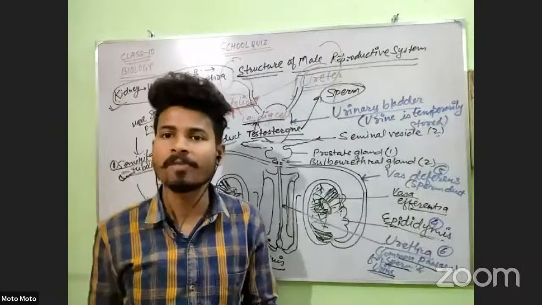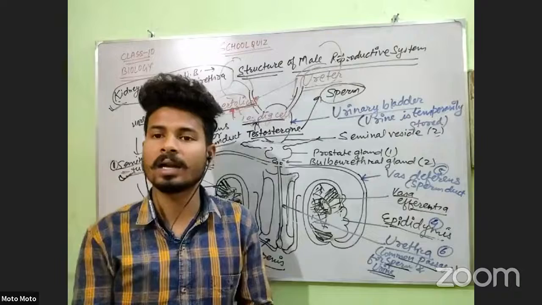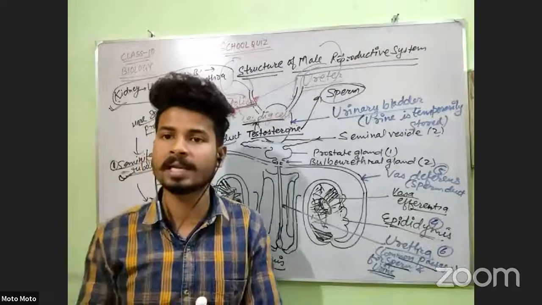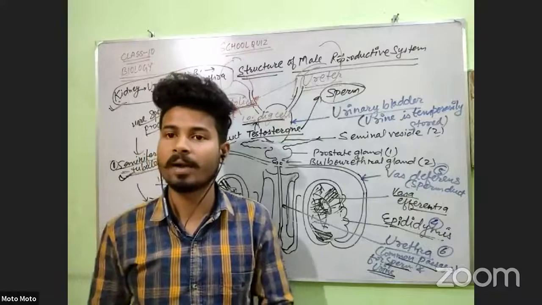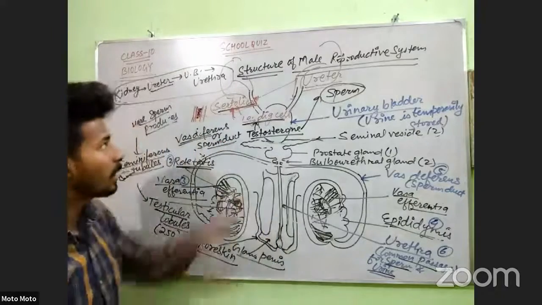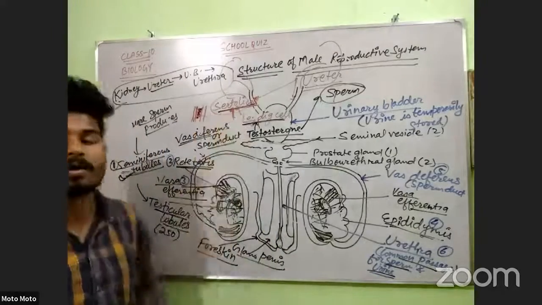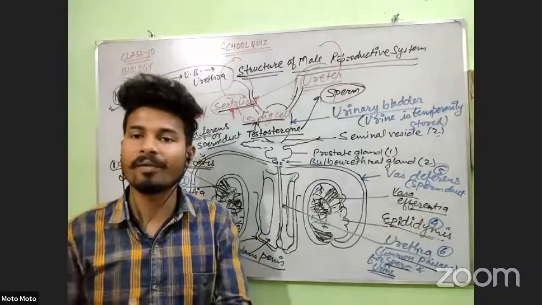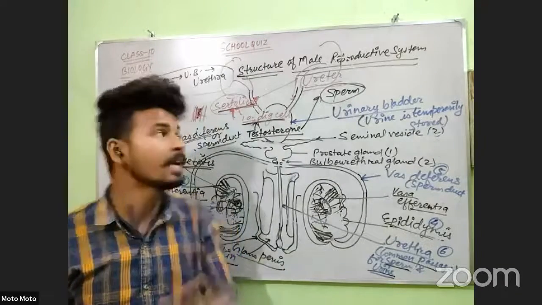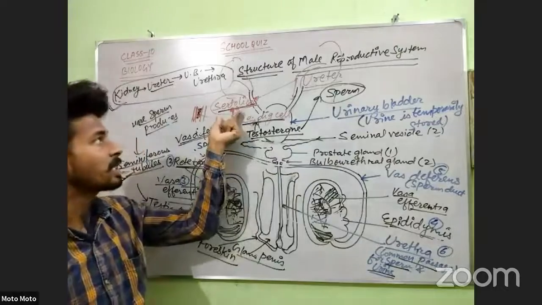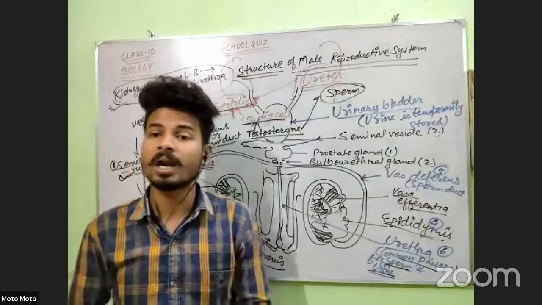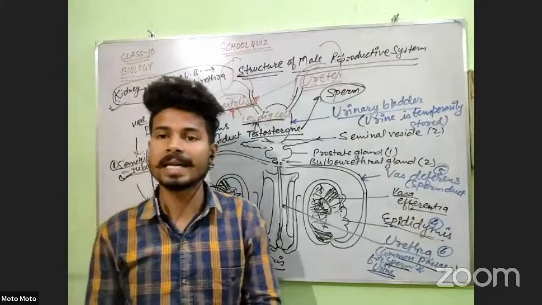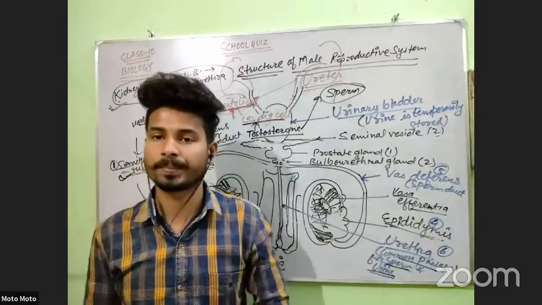Nutrition is what? Food. Food is needed for the development of any cell, as we need food for our life processes. So the sperm cell also needs food, that is nutrients, for its maturation, and we say that it gets these nutrients from the Sertoli cell.